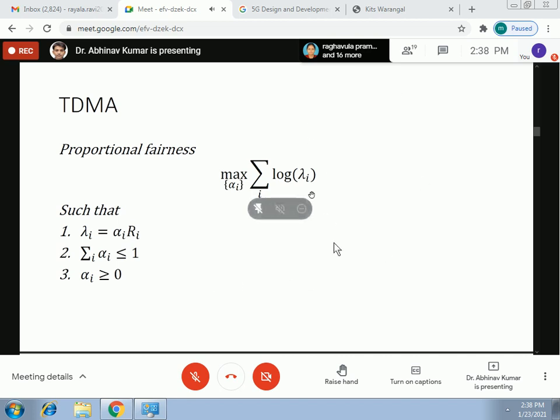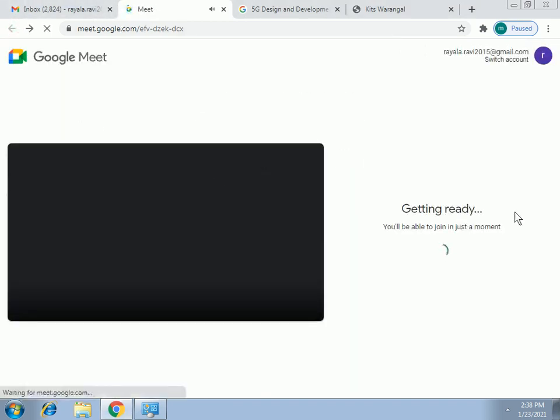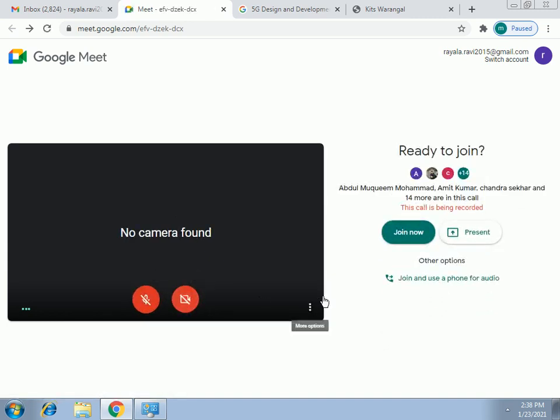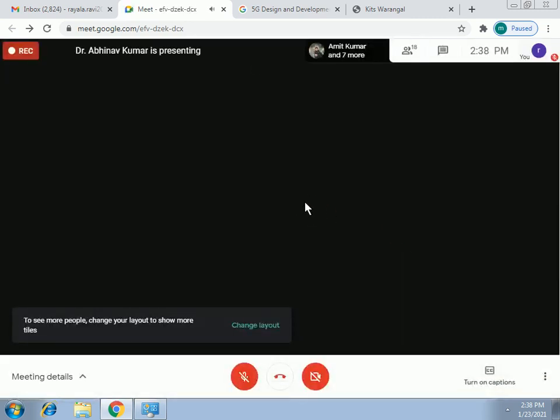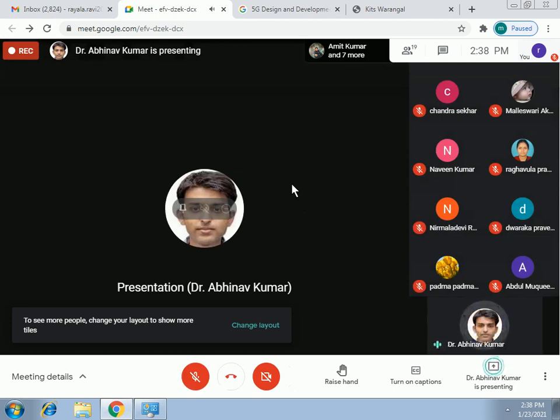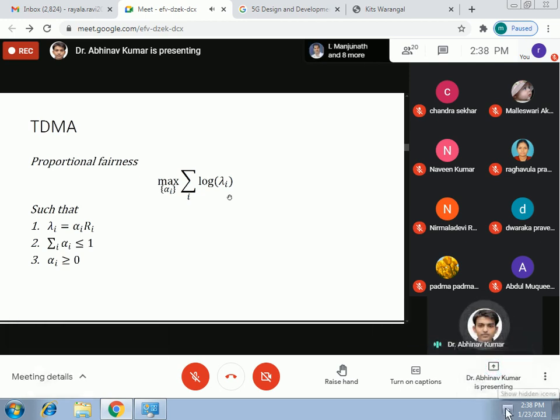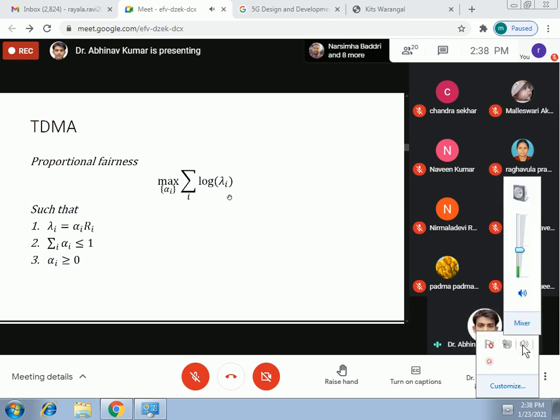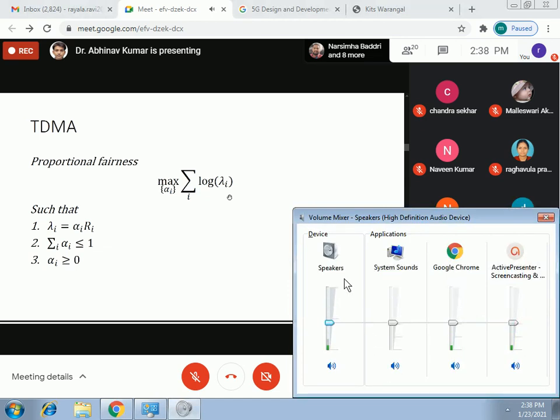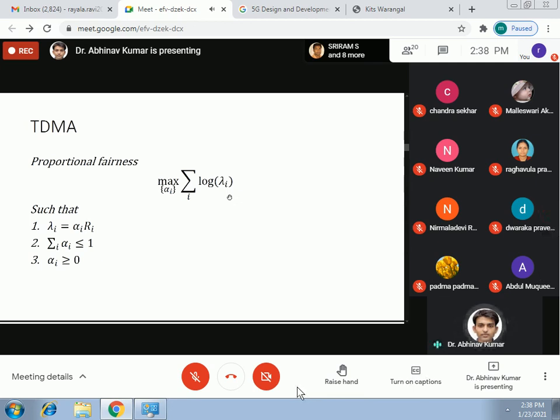Now maximizing log of alpha 1 plus log of alpha 2 is equivalent to maximizing log of alpha 1 into alpha 2. And as in the previous case, alpha 2 is 1 minus alpha 1, so we maximize alpha 1 into 1 minus alpha 1. Because alpha 1 belongs to 0 to 1, we can differentiate it. It is a concave function, right? And it will have a peak at alpha 1 equal to half. You can also solve this as a quadratic, alpha 1 into 1 minus alpha 1, f of x equal to this, and then find the optimum value. The optimum value turns out to be at alpha 1 equal to half.